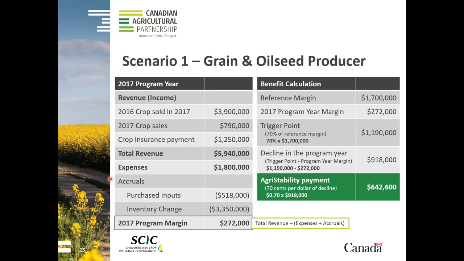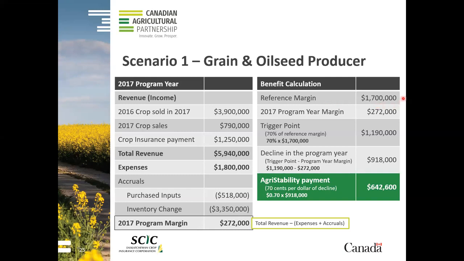Then we look at their accruals. Their purchased inputs was a difference of $518,000, as well as a change in inventory, which was a drop of $3.35 million. Their program margin is calculated by looking at their total revenue minus their expenses and their accruals. So their program year margin is $272,000.